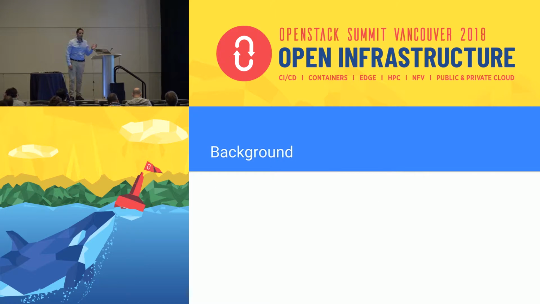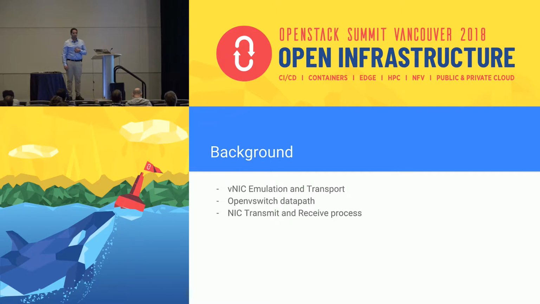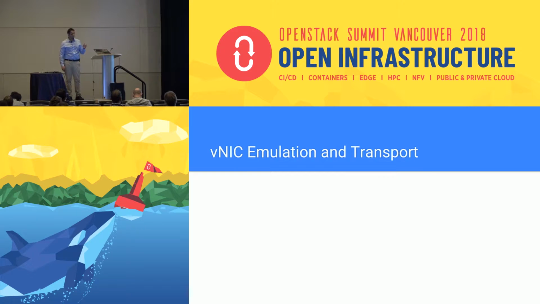The concepts I want to talk about first are 3 concepts. The first is virtual NIC emulation and transport, the second is the OVS datapath, and lastly the NIC transmission and receive process. The first concept is virtual NIC emulation and transport. We're all accustomed to this diagram. Basically, the VM has a virtual NIC inside of it. If you want to send traffic, you send it through the virtual NIC, and it ends up on a tap device on the host. But how is it physically implemented? The answer is VirtIO. VirtIO is a standard for para-virtualization device emulation.